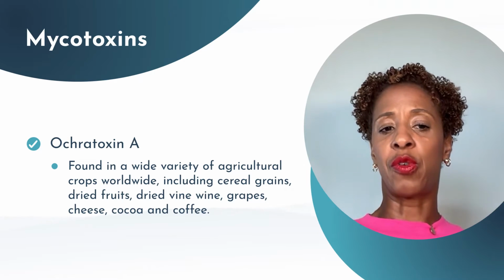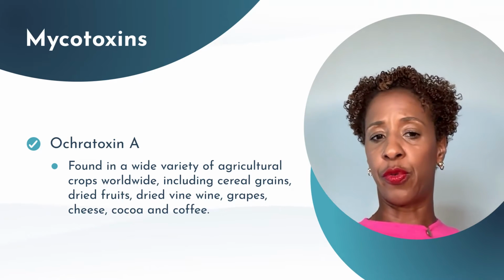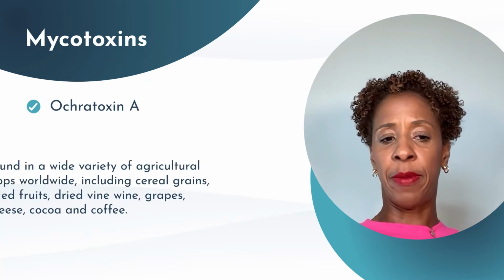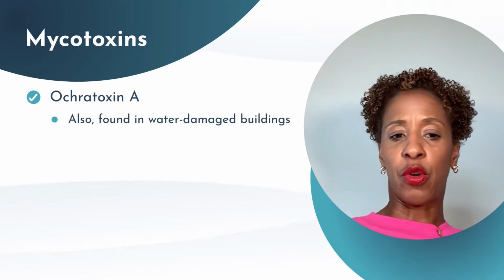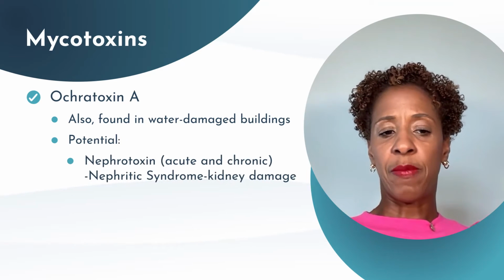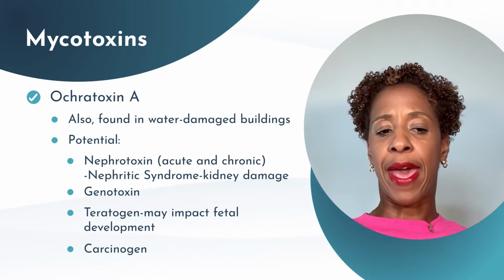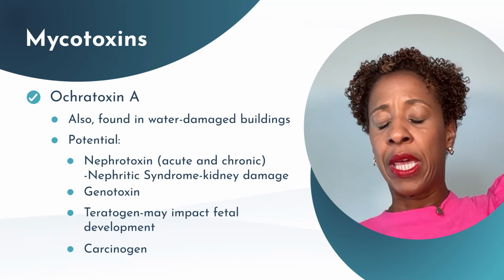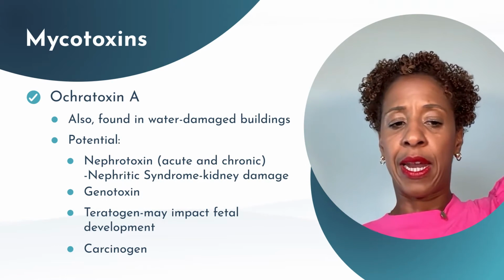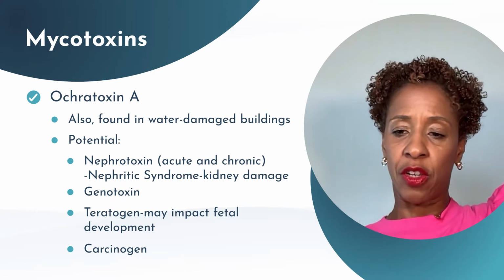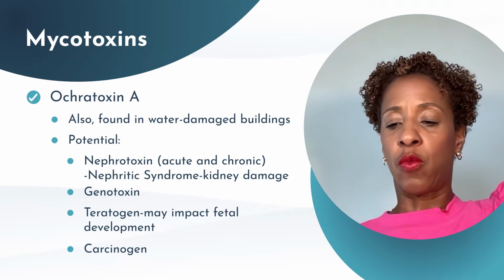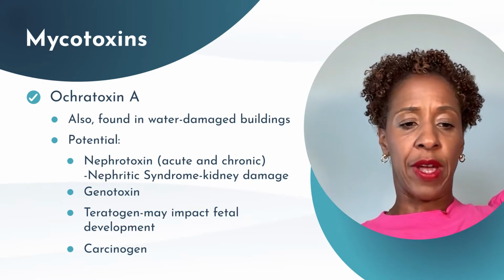And again, we see cereal grains being a big one, dried fruits, dried vine fruit, grapes, cheese, cocoa, and coffee. It's also often found in water-damaged buildings. And these are some of the potential effects. It can be harmful to the kidneys. It can damage DNA. It can impact fetal development. And again, it's potentially a carcinogen if it's allowed to continue. So again, this should be dealt with when you're working with a functional medicine provider.